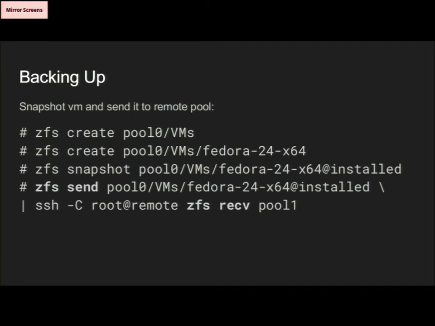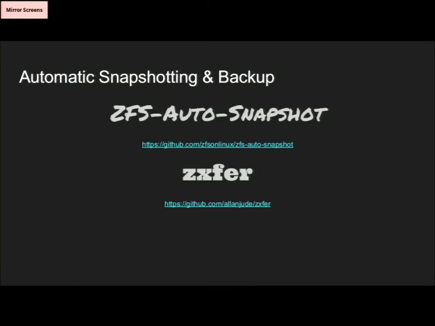But in this case, this example shows how you pipe it into SSH, and you can turn on compression, which might be useful. And then just do a ZFS receive, and then the receiving pool name. And I think it's pretty handy, and it's helped me do a lot of backups.